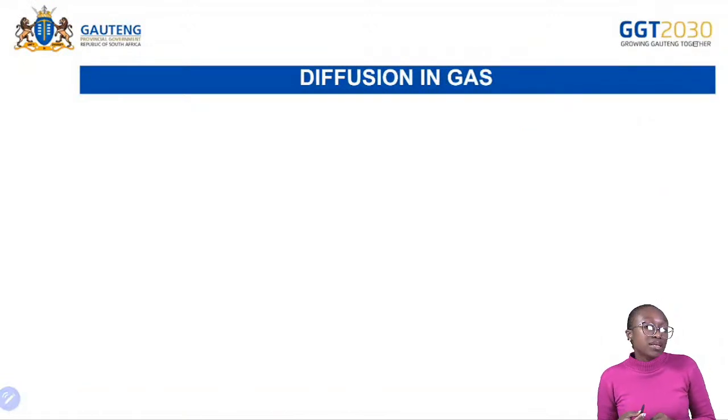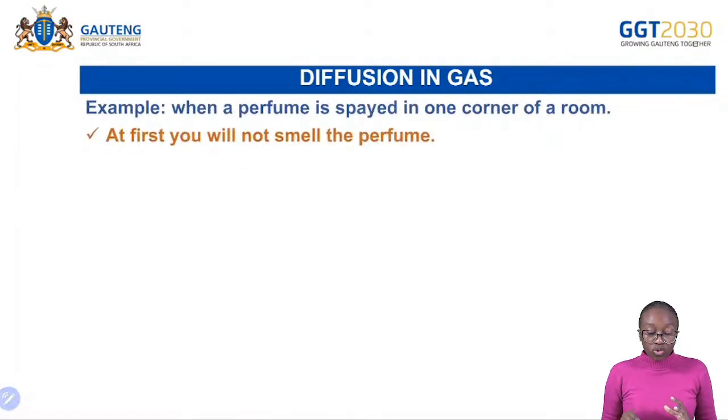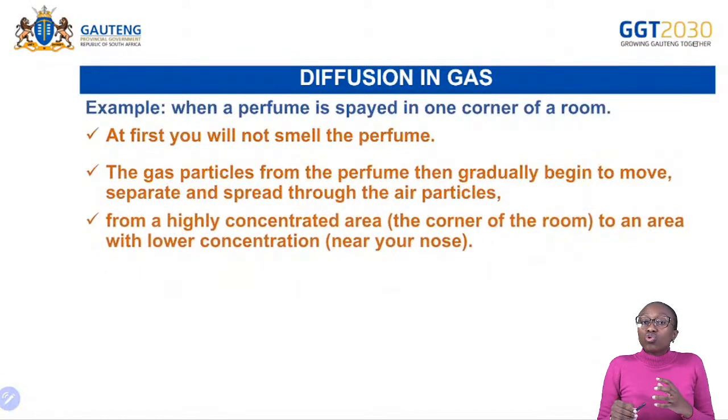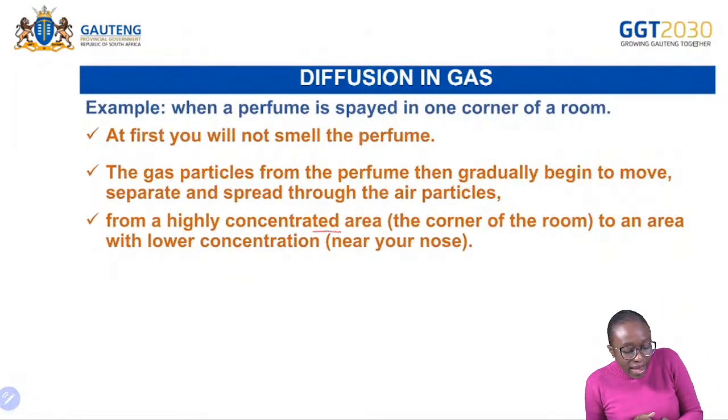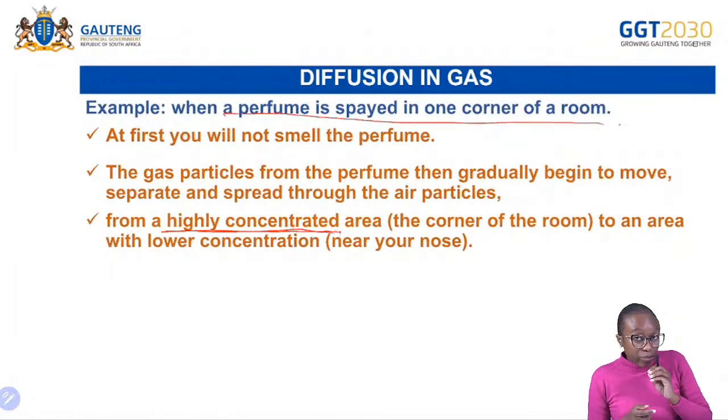So we've got diffusion in gases and diffusion in liquids. For example, when perfume is sprayed from one corner of the room, let's say you are in a room and someone sprays a perfume at the corner of the room. At first, if you are not in that particular space where the perfume was sprayed, you will not be able to smell it. But the gas particles from the perfume will gradually begin to move and separate and spread through other particles within the air. Which means they are moving from where they were highly concentrated. Where is that? The area where the perfume was sprayed, that particular corner.